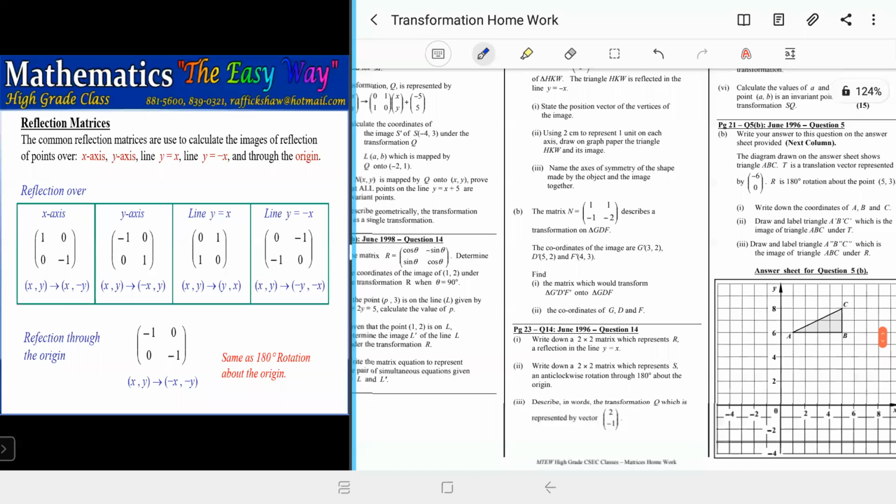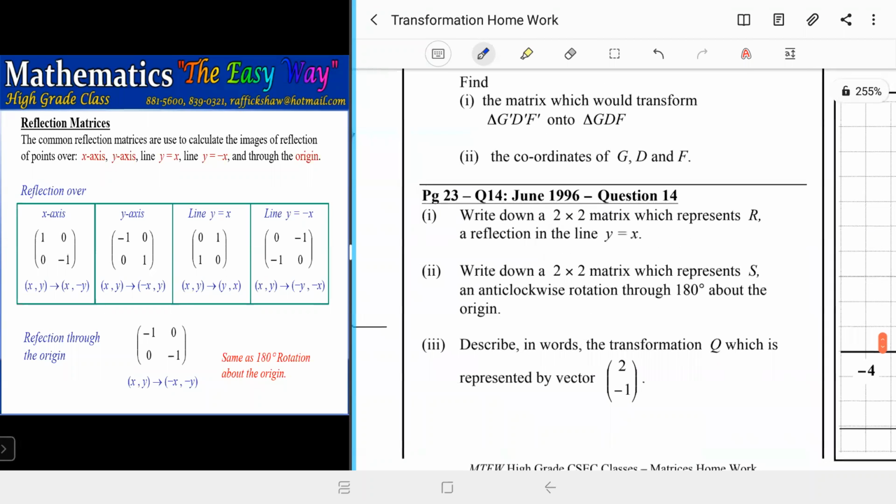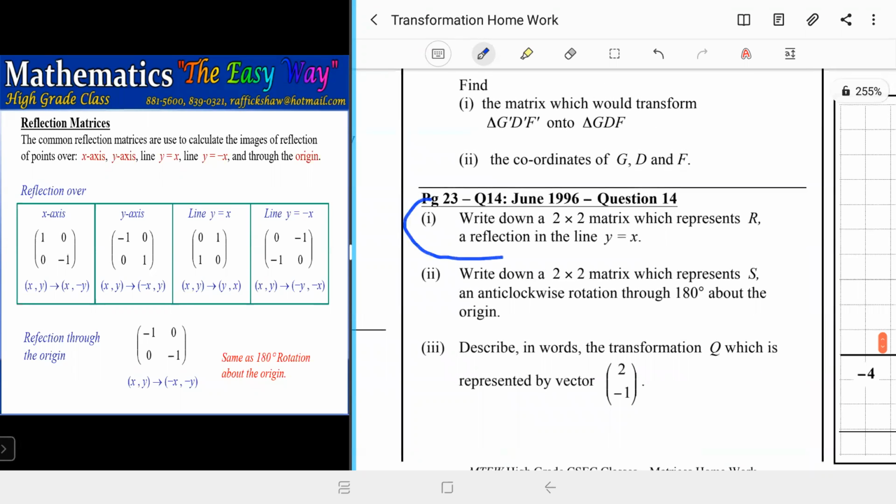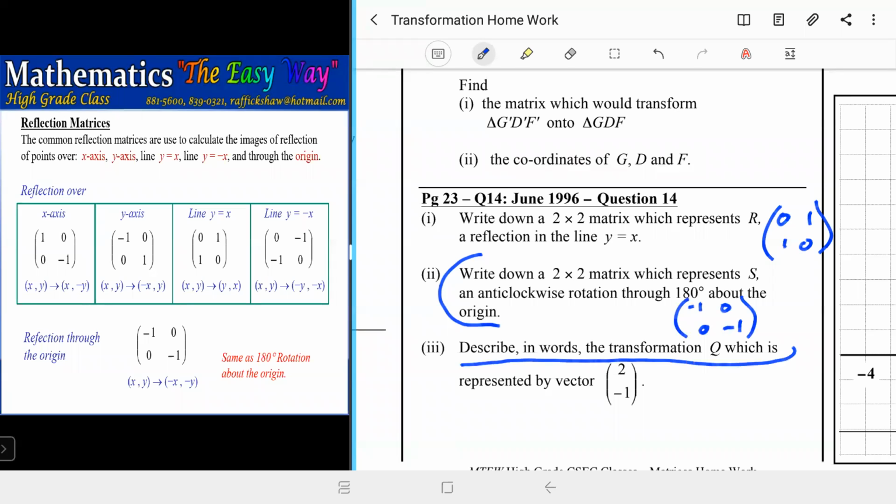There's another one here. Write down the 2 by 2 matrix R for a reflection in the line y equals x. That is 0, 1, 1, 0. There's another one here. Write down the 2 by 2 matrix for an anticlockwise rotation of 180 degrees about the origin. -1, 0, 0, -1. That's that. And then it's about describing in words what this means.